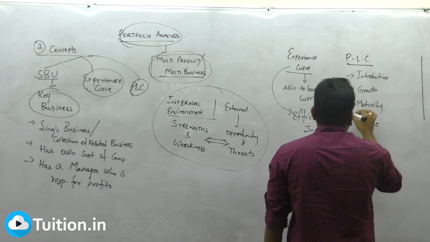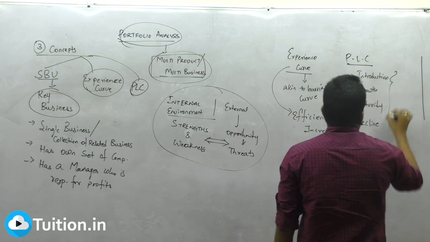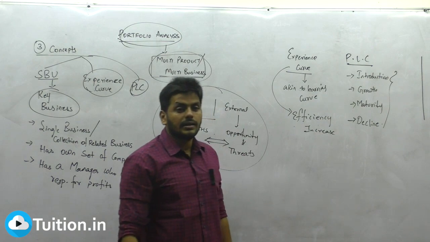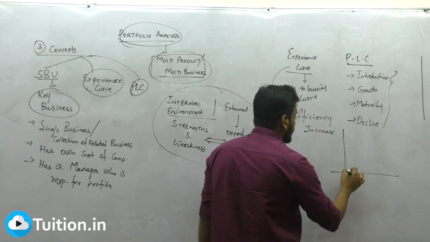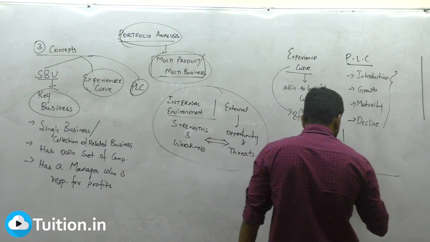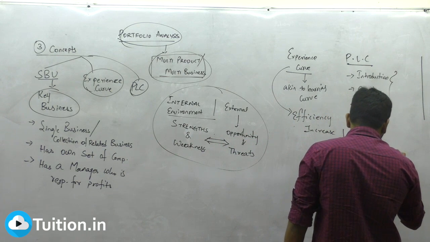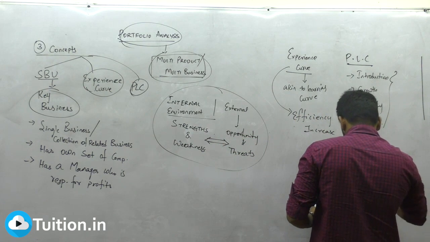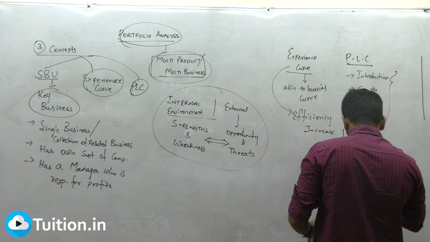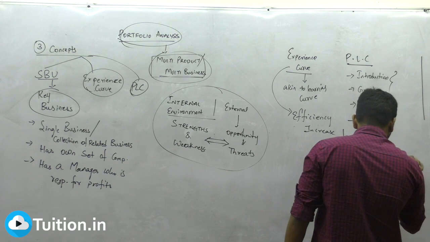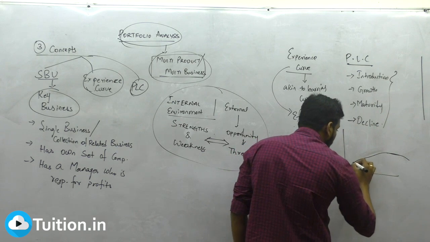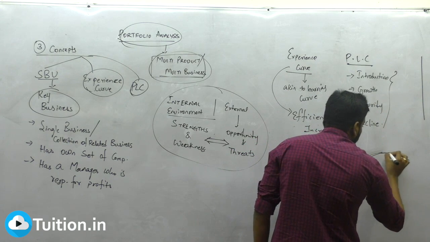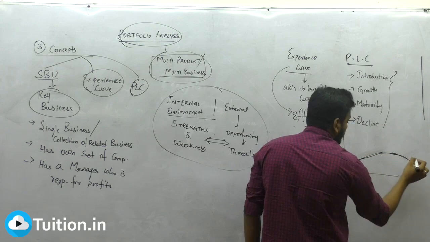Introduction, growth, maturity, and decline are the 4 stages involved in the product life cycle. It starts somewhere here, as you can see there, and goes up. It's an S-shaped curve. It starts with the introduction, goes up on curves, a growth pattern. Somewhere it flattens up here and then it comes down.